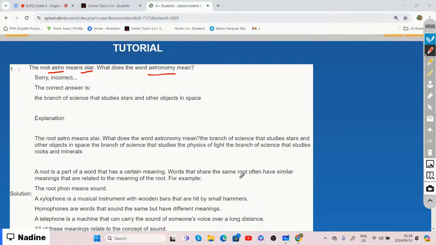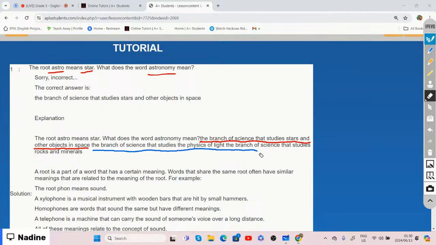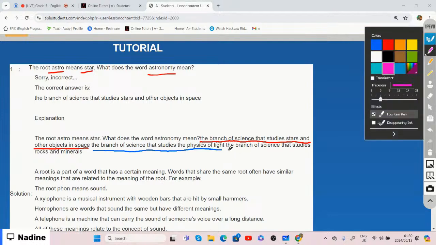Does it mean the branch of science that studies stars and other objects in space, or is it the branch of science that studies the physics of light, or is it the branch of science that studies rocks and minerals? What does astronomy mean?